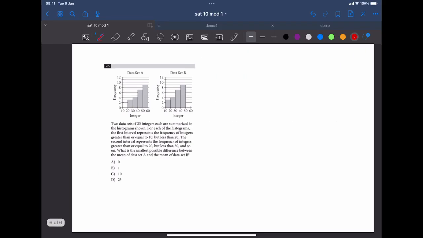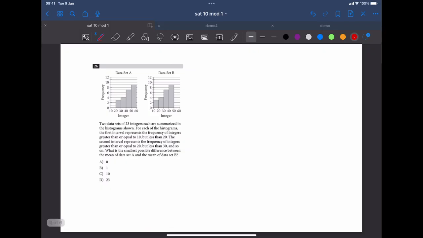But we're moving on to question 26 now. This question is like a data set question, like a graphing question, and it's kind of testing your ability to interpret data given some graph. So we're given data set A and data set B. We see on the y-axis we have the frequency, and on the x-axis we have integers.